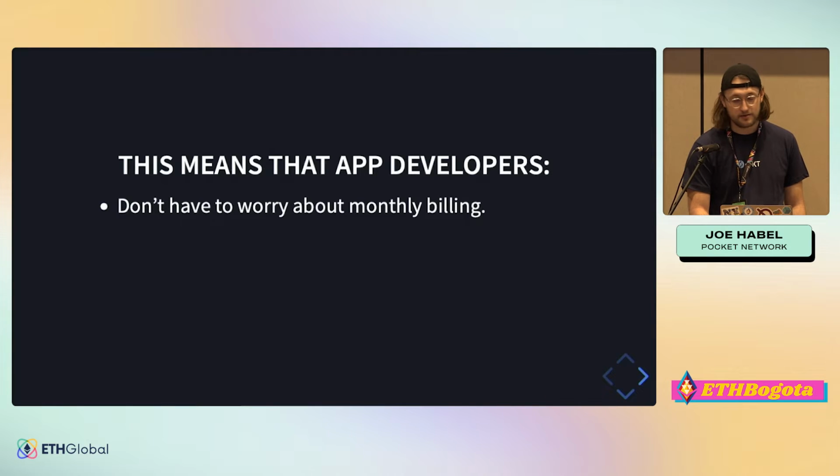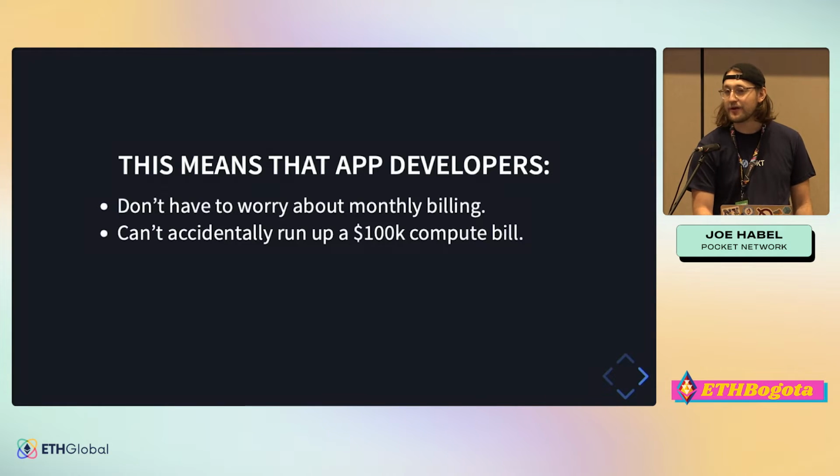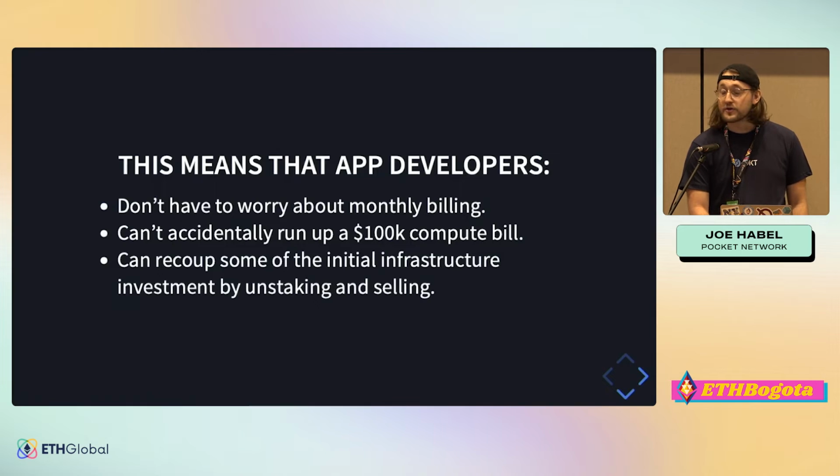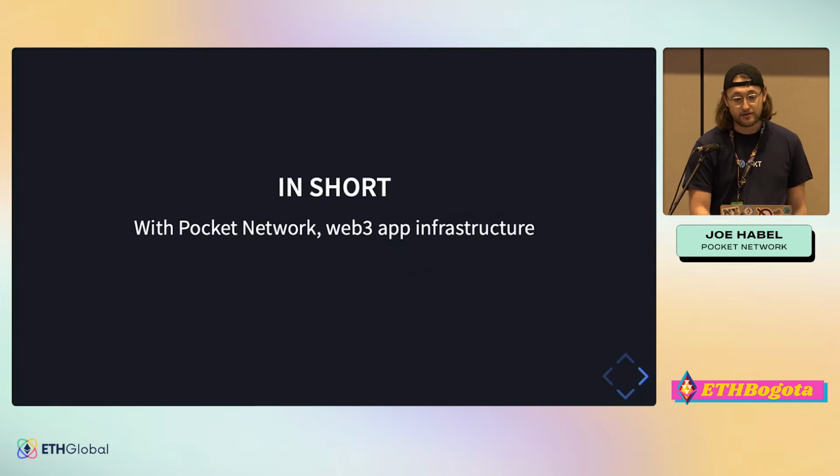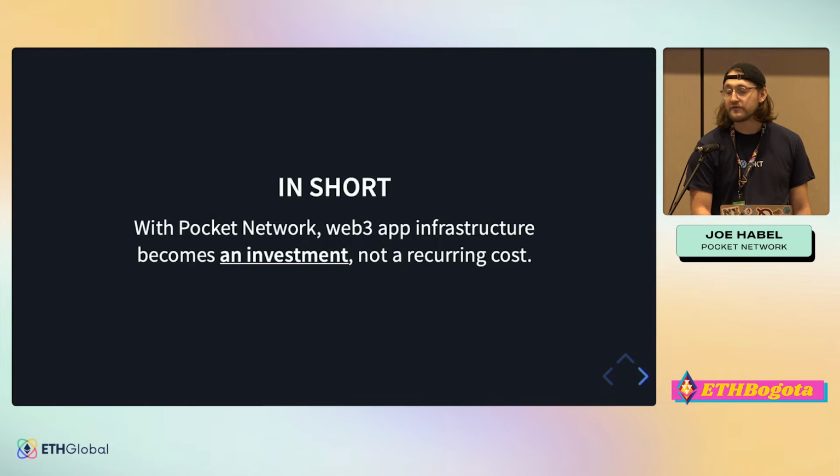What that means for you as an app developer is that you don't have to worry about that monthly bill coming in. You can't accidentally run up a massive compute bill charge without realizing it because your users decided to go hog wild on the interface. You can recoup some of that initial infrastructure investment by unstaking and selling. In short, with Pocket Network, Web3 infrastructure becomes an investment and not a recurring cost to end developers.